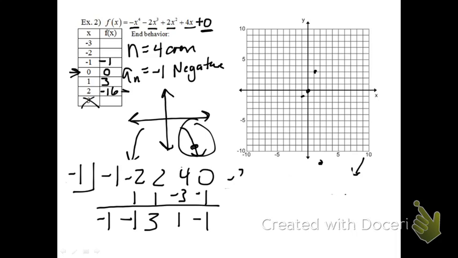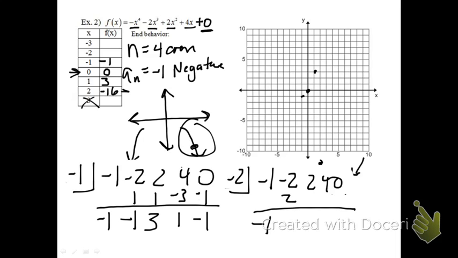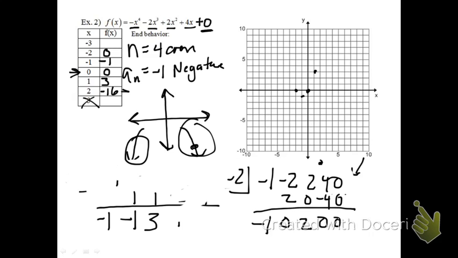Let's plug in -2, and I get -1, -2, 2, 4, 0. Drop down the -1, multiply, you get 2, add 0, multiply 0, add 2, multiply -4, add 0, multiply 0, still get 0. So when I plug in -2, I get 0. Now, I would still need to plug in -3 because I'm not quite following the end behavior yet. I know that it's going to end up going downwards, but that last coordinate wasn't a really large negative number. So I'm going to go ahead and plug in -3, and hopefully that's the last one I'll need to plug in order to make sure it's following its end behavior.